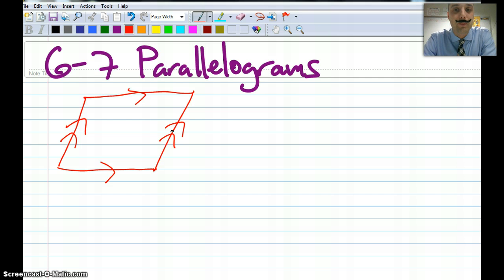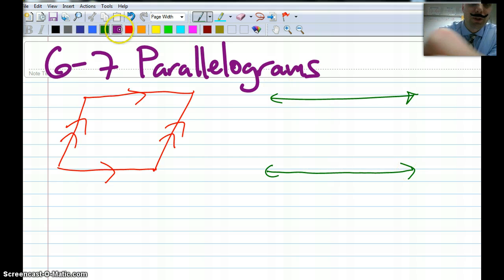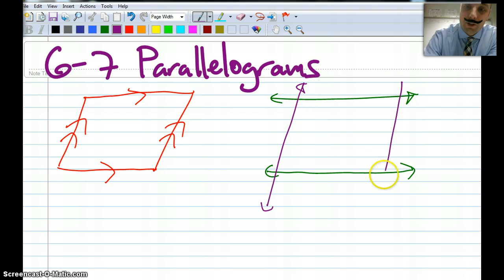So that's a parallelogram. Now think back to the last lesson when we learned about parallel lines with transversals. Right next to that picture, draw a pair of 2 parallel lines, on the same lines that we had before, kind of like that, straight. And then I want you to draw a transversal through here, and then another transversal through there. And notice that that forms a parallelogram.